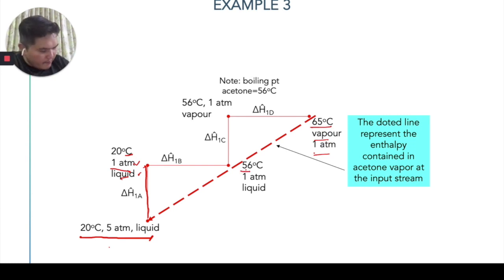Because if you refer to table B1, you will get to know that the boiling point for acetone is at 56 degrees Celsius. So at 56 degrees Celsius, there is a change of phase, which is the boiling temperature. There is a change of phase from liquid to vapor. And then there is also another change, which is a change of temperature from 56 degrees Celsius to 65 degrees Celsius.